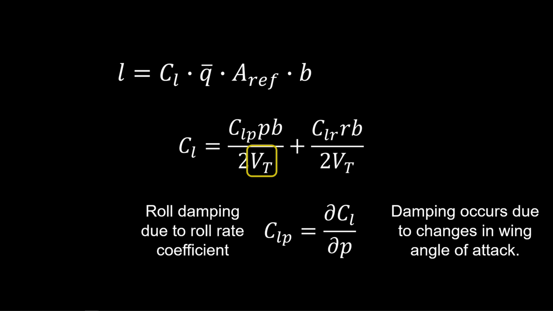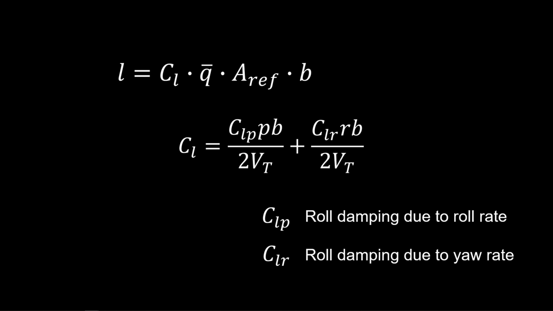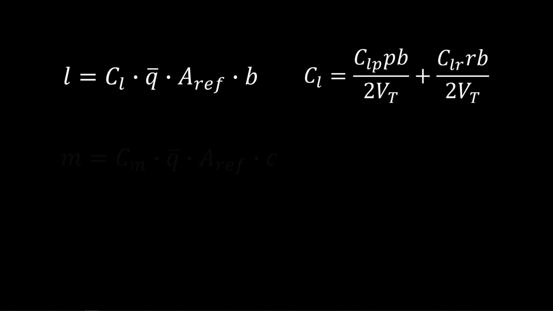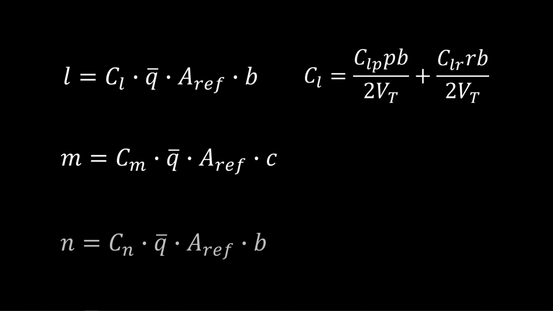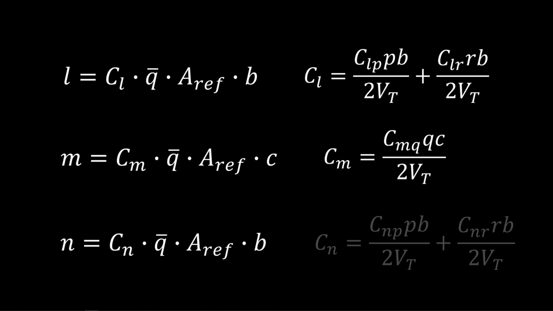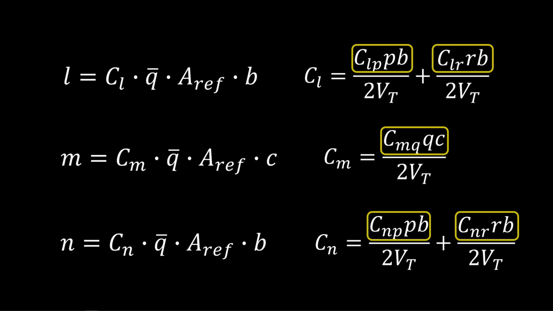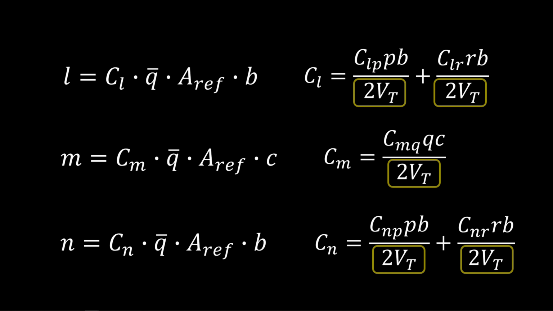We'll defer further discussion on these aerodynamic topics to other lessons and simply point out that CLp is roll damping due to roll rate. With our roll coefficient defined, we can go on to define the pitch and yaw moment coefficients. They have a similar form with damping coefficient, an angular rate, and a reference length in the numerator, and airspeed in the denominator.